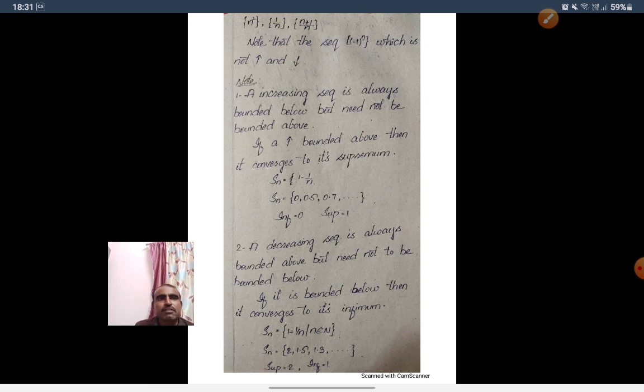An increasing sequence is always bounded below, but need not be bounded above. An increasing sequence is always bounded below because all the terms are increasing, so it has a lower bound. It has a minimum value, so it is bounded below. It need not be bounded above.